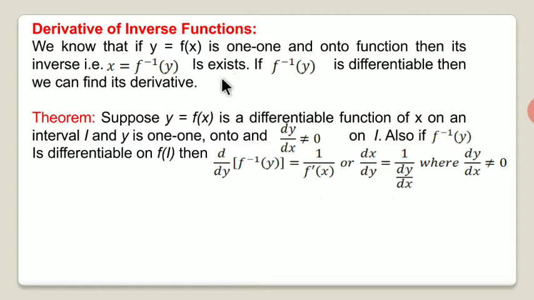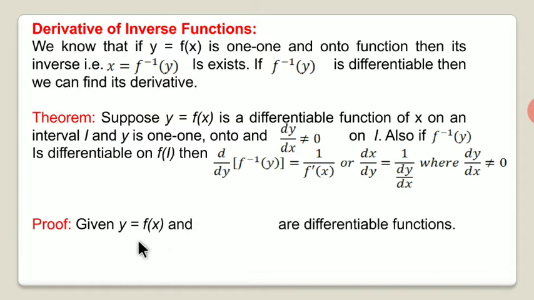F inverse of y is what? X. And so we say it as dx upon dy is equal to 1 upon f dash of x. Since y is equal to f of x, f dash of x is dy by dx, so we get it is equal to 1 upon dy by dx, where this dy by dx is non-zero, because if it is 0, then we can't define the derivative of the inverse function. So the condition is necessary that dy by dx is non-zero here.